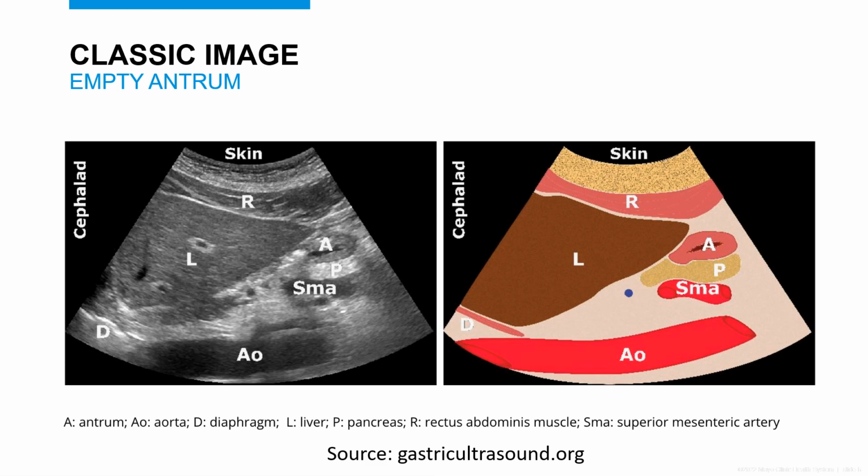What we can appreciate in this image is the liver cephalad, the antrum just distal to the liver. It has the A over it, and just deep to the antrum is the pancreas. Deep to the pancreas is the superior mesenteric artery, and deep to that is the aorta. For gastric ultrasound, all of the assessments are to be performed at the antrum of the stomach.